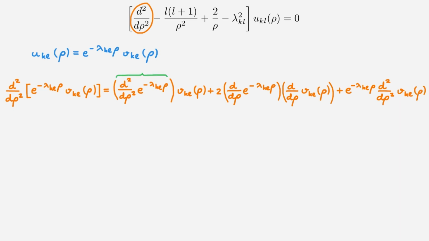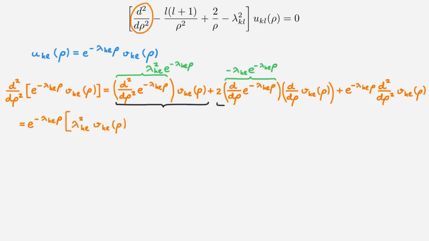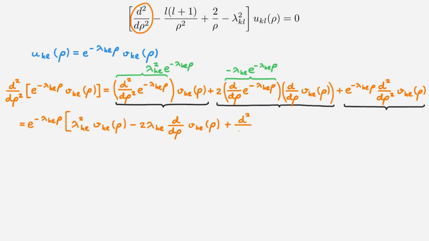The second derivative of the exponential with respect to rho easily evaluates to this, and the first derivative of the exponential with respect to rho easily evaluates to this. Putting everything together, we start with the exponential common factor, then considering this first term up here, we get a term proportional to the function v. From this middle term up here, we get a term proportional to the first derivative of v. And from this final term up here, we get a term proportional to the second derivative of v.